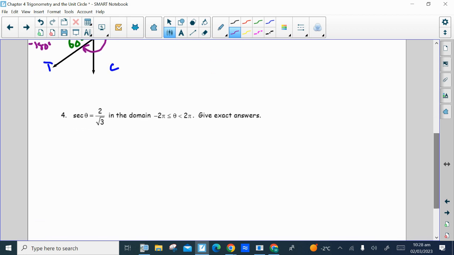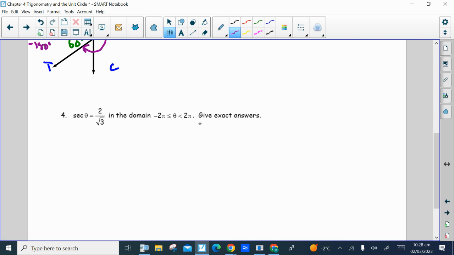So for this next one, where is the secant of theta equal to 2 over root 3? And look at the domain between negative 2 pi and positive 2 pi. So you're going to go through the circle 2 complete revolutions to go from negative 2 pi. And then if you go in a positive direction, if you go once around, you'll be at 0. And then you have to go another once around to get to positive 2 pi. Also note that positive 2 pi could not be included.